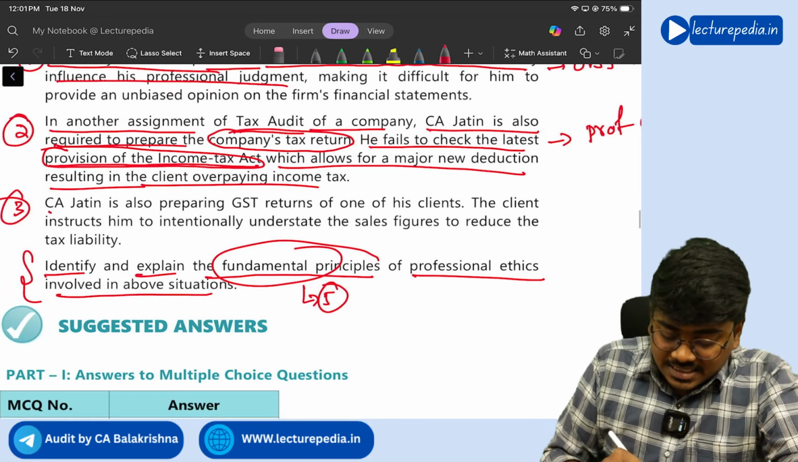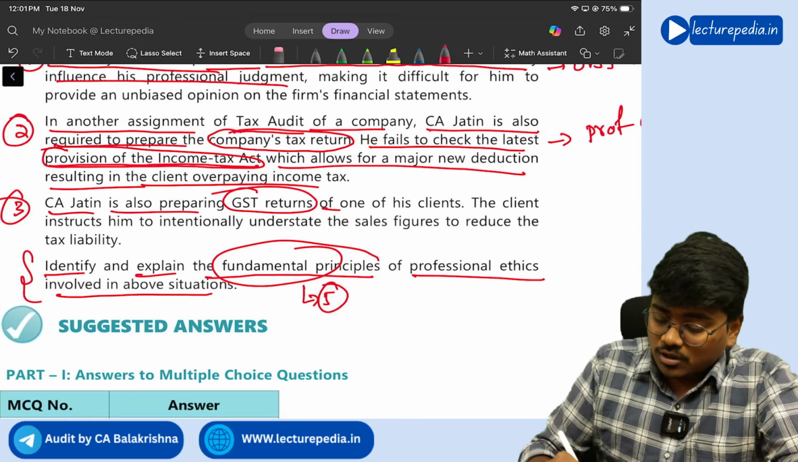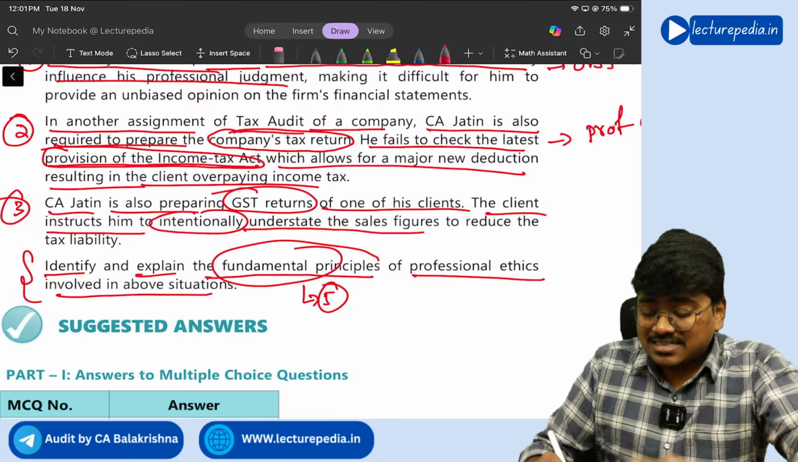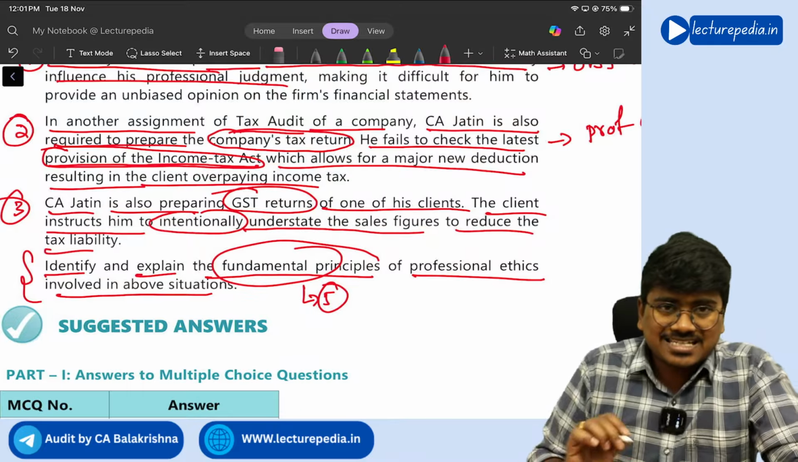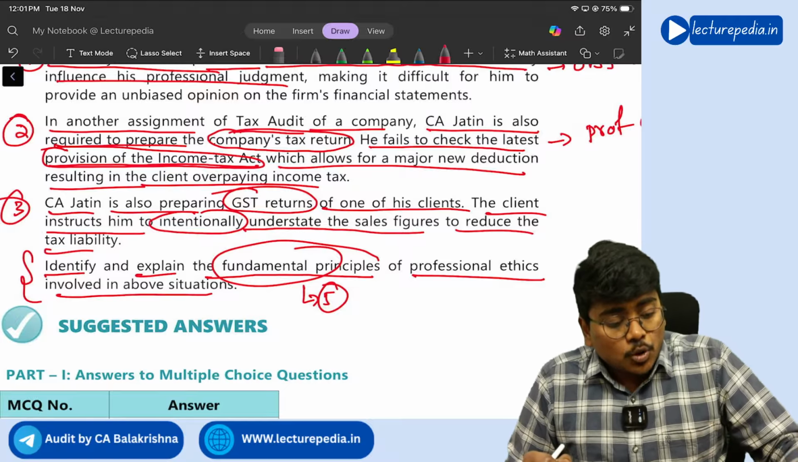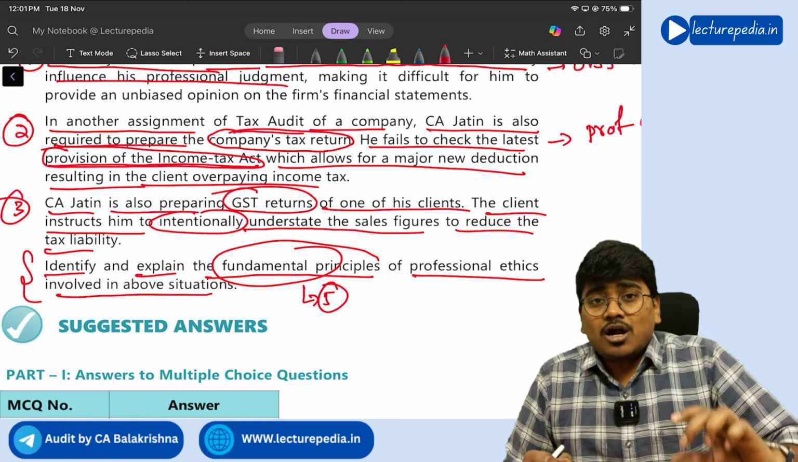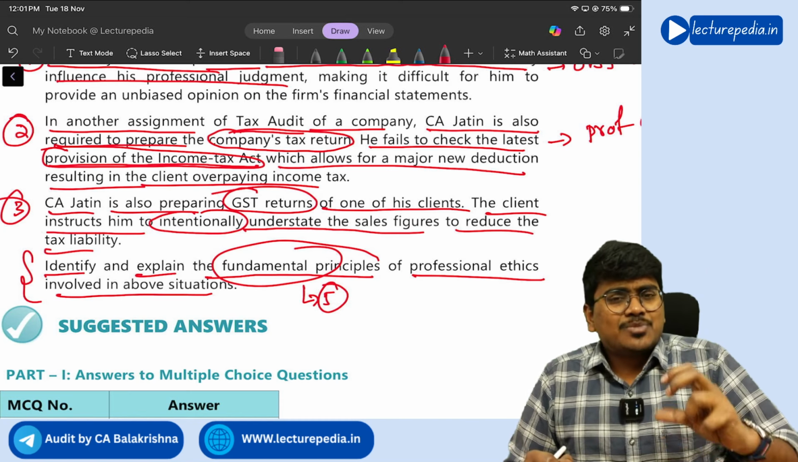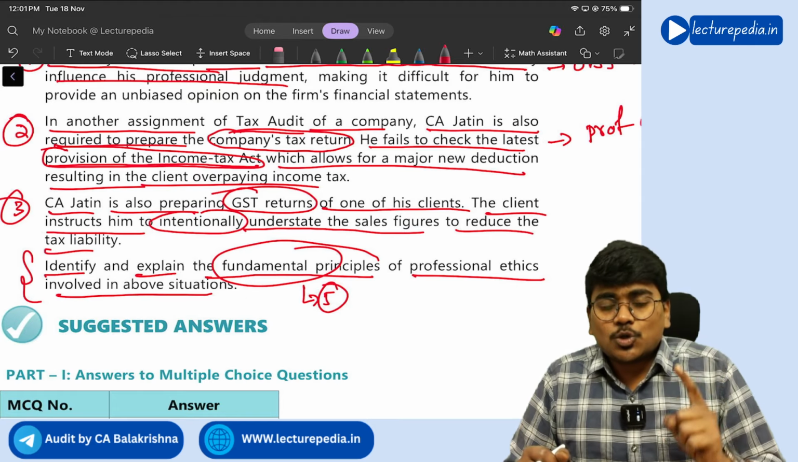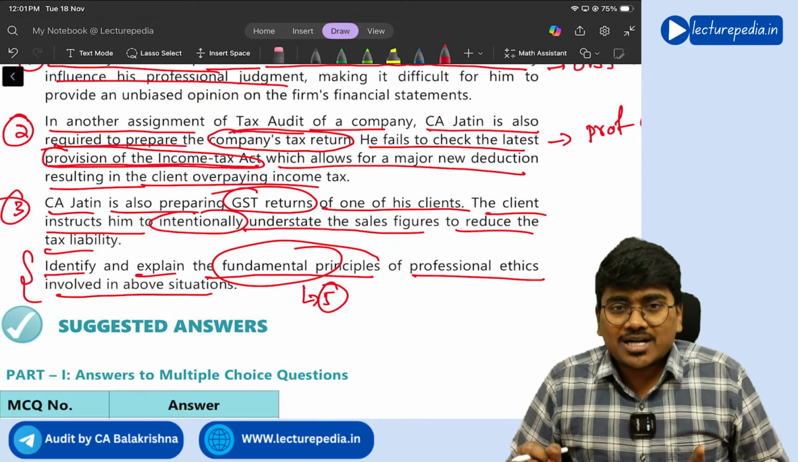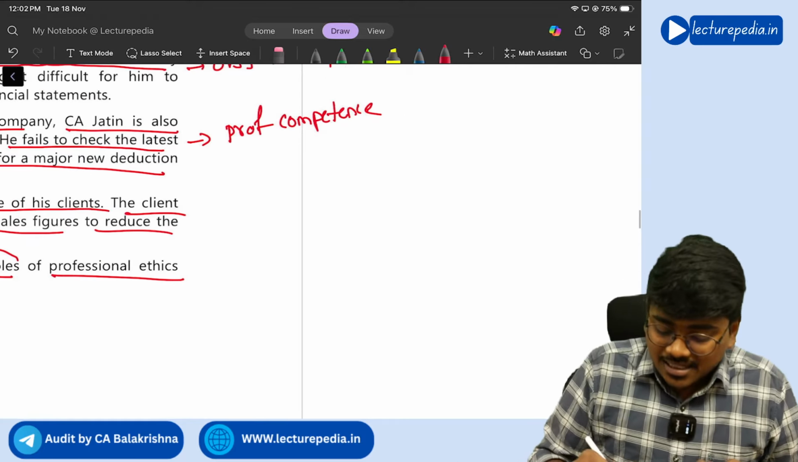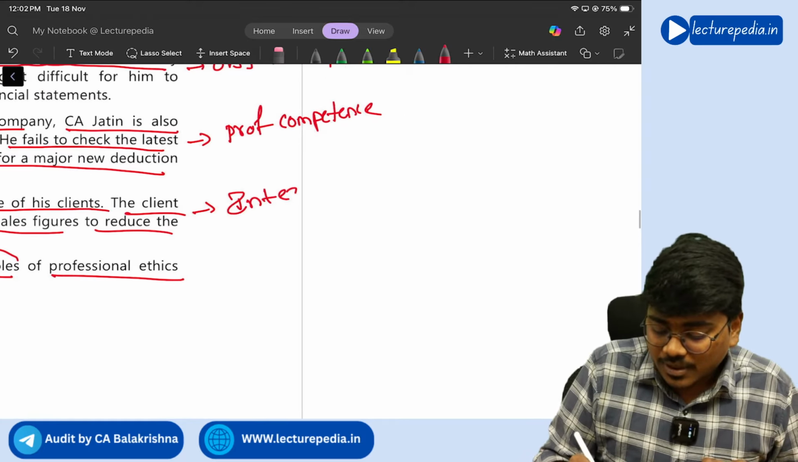Next, CA Jatin is also preparing GST returns of one of his clients. The client instructs him to intentionally understate the sales figure to reduce the tax liability. So, if you are intentionally, wantedly showing something wrong, that means not being truthful. What is meant by not being truthful? Integrity, right? Integrity means being truthful, honest, straightforward. All these things we have discussed. So if you provide wrong information, it means that you are lacking integrity, right?